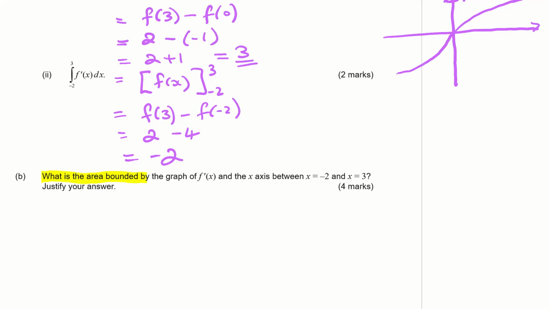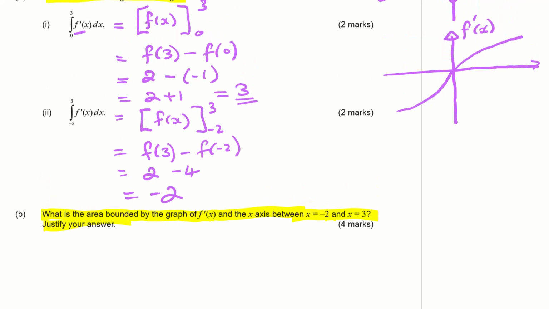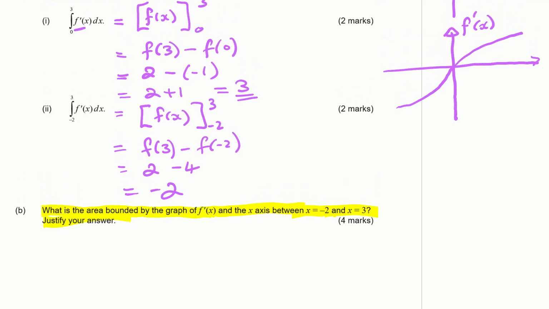What is the area bounded by the graph of f'(x) and the x-axis between -2 and 3? Justify your answer. So this picture would be part of my answer. We've got an area there and an area there, and we're going to need to work them out separately. So for the bit here, we've got an integral -2 to 0 of f'(x) dx.